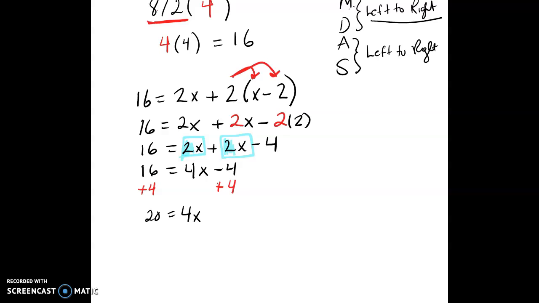No, x is not by itself. It is still times 4. So I'm going to do the opposite of multiplication, so division. Do it to both sides to keep the equation balanced.